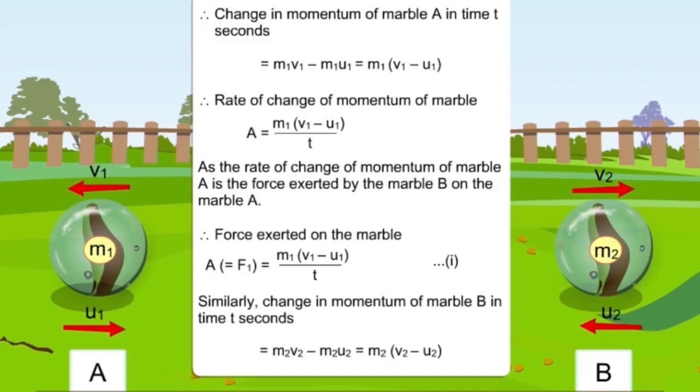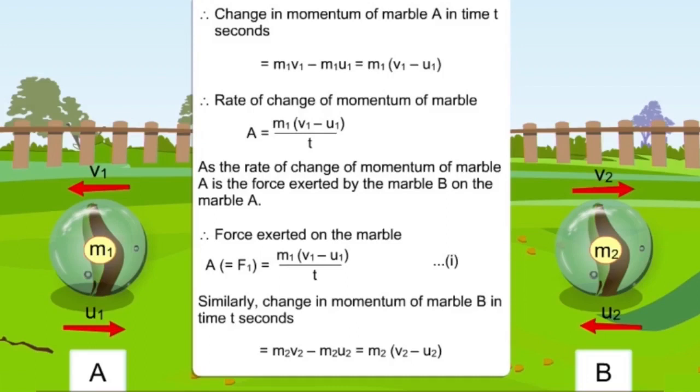Now, this is what we have seen with marble A; similarly we can calculate with marble B. The change in momentum of marble B in time t seconds will once again be given as m2 v2 minus m2 u2, right, which can be expressed by taking m2 common as m2 (v2 minus u2). Here m2 v2 is the final momentum of marble B and m2 u2 was the initial momentum of marble B. So this is the change in momentum of marble B in the given time t seconds, which is the time of collision.